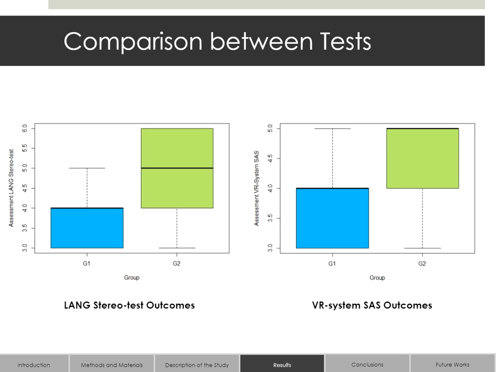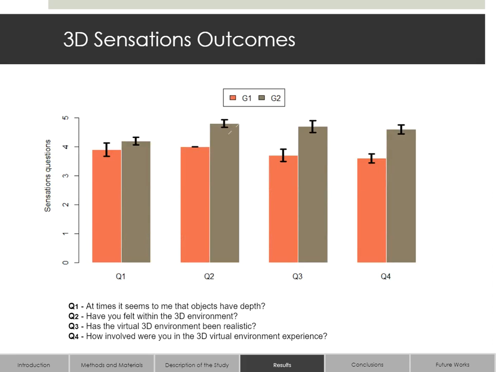Results. This section presents the analysis of the data collected from this study. Statistically significant differences were not found between both groups when the performance between the Lang stereo test and the virtual system SAS was compared. This means that the virtual test and the traditional test correlate the results and demonstrate the validity of the virtual system SAS. The questions can be seen below the graph. Also, statistically significant differences were not found between the two groups in all four questions about 3D sensations. Overall, the HMD Oculus Rift allowed the participants in both groups to feel a more immersive experience, have better depth perception, and view 3D objects inside the virtual environment.